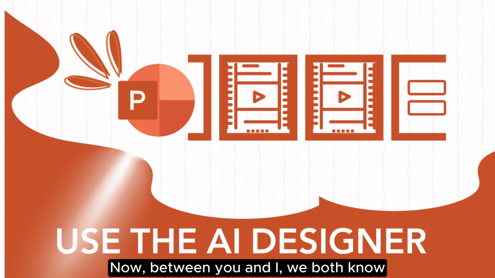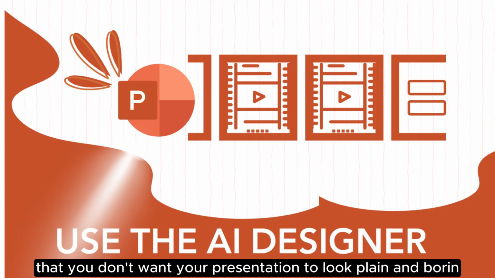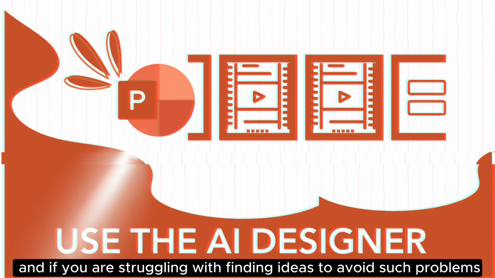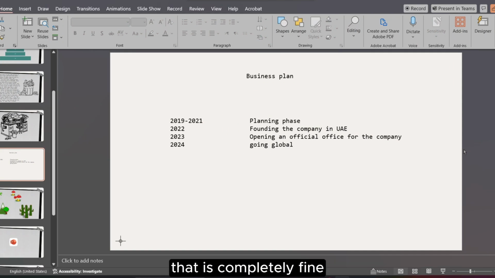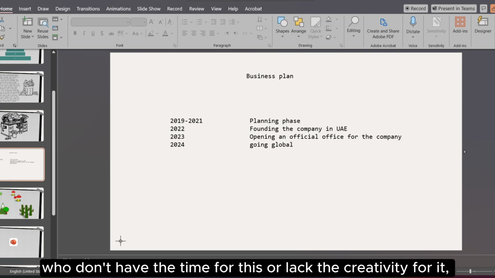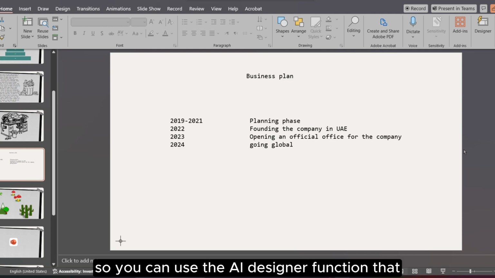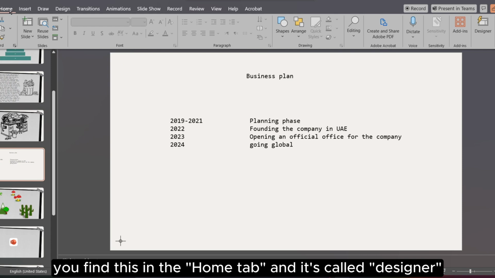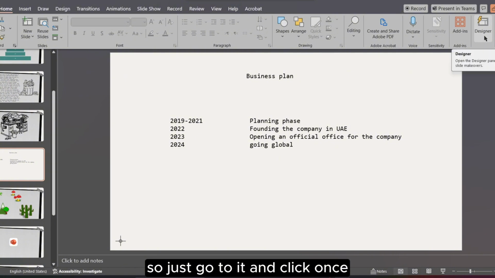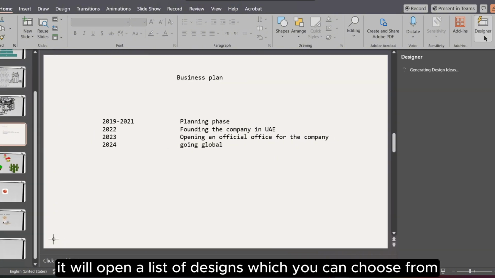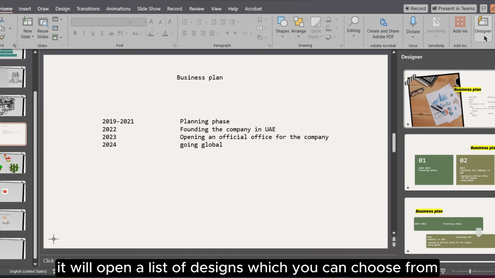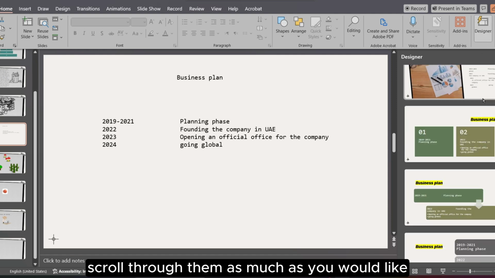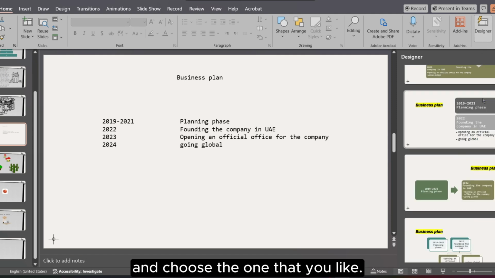Now, between you and I, we both know that you don't want your presentation to look plain and boring, and if you're struggling with finding ideas to avoid such problems, that is completely fine, because just like you, there are plenty of people who don't have the time for this or lack the creativity for it. So you can use the AI designer function that exists in most recent versions of the PowerPoint app. You find this in the Home tab, and it's called Designer, so just go to it and click once. It will open a list of designs which you can choose from. Scroll through them as much as you would like and choose the one that you like.